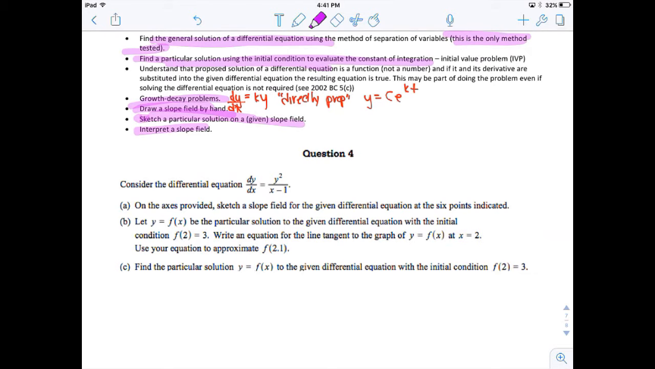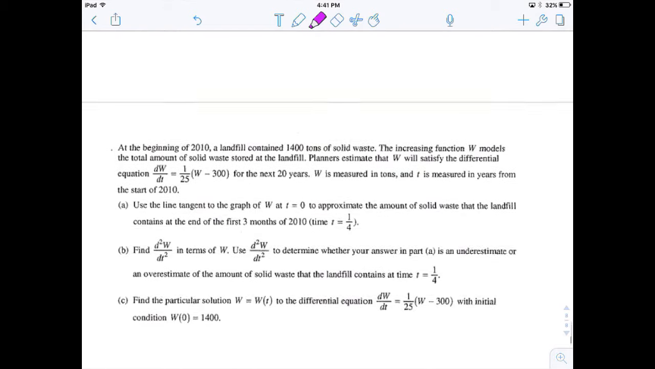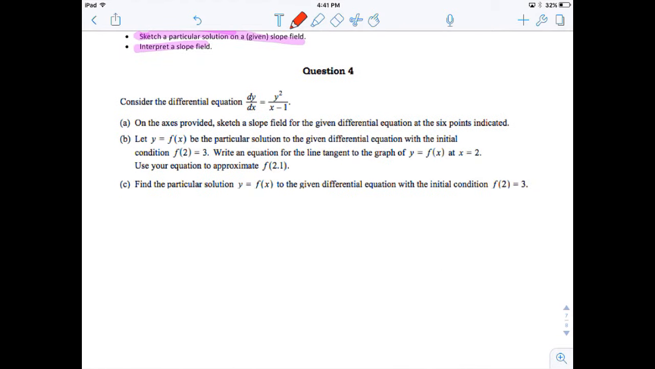So consider this differential equation. So A, on the axis provided, they will always provide you axes and it will have points. Sketch a slope field for the given differential equation at the 6 points. You're only going to do it at the 6 points. So I'm not going to do it for all of these because I forgot to copy the graph.